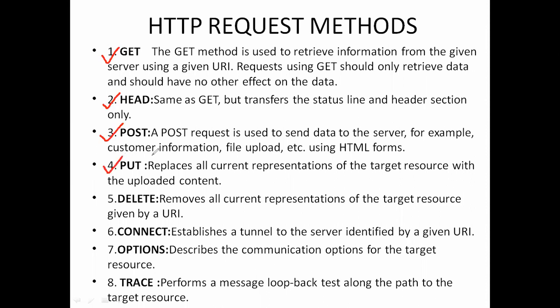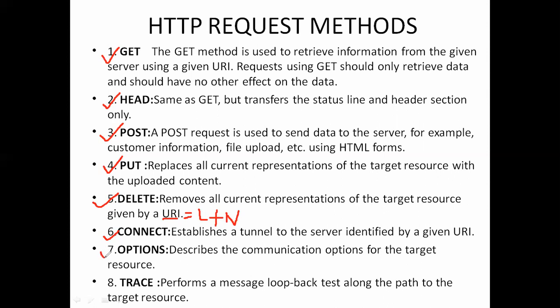The fourth method is PUT. It replaces all current representations of the target resource. The fifth one is DELETE. It deletes all current representations of the target resource given by the URI. What is a URI? URI is nothing but uniform resource identifier. It is the combination of uniform resource locator and uniform resource name, as we all know. And the sixth method is CONNECT. It establishes a channel to the server identified by a given URI.